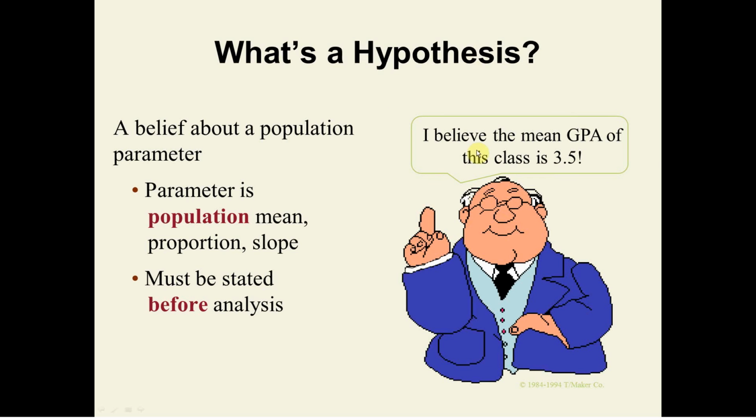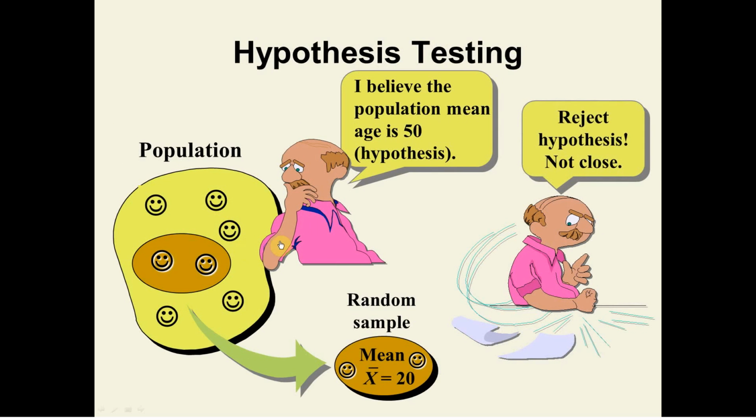So let's just say I believe the mean GPA of this class to be 3.5. Okay, well, what we want to know is there evidence based on a random sample to support or not support this statement that the mean GPA of this class is 3.5? So here's another question. Let's take a hypothesis test.